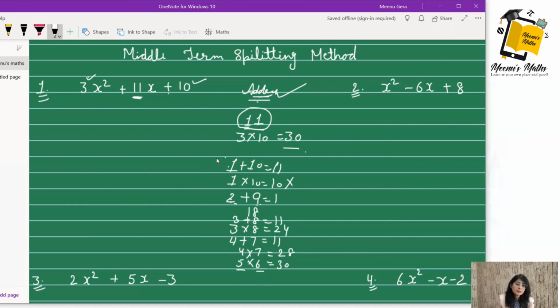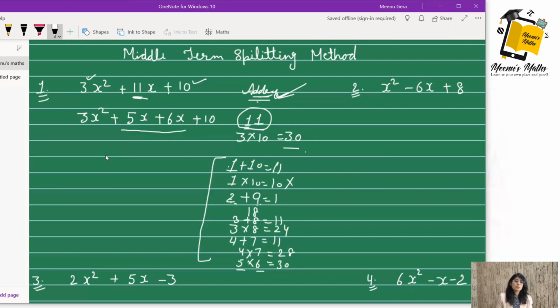I am telling you here in complete detail, but it is not compulsory to do these steps. If anyone doesn't find the numbers, then they can do it like this. But if you are getting the numbers directly, you can do it directly. That means 3x square plus, instead of 11x, 5x plus 6x. Why is this plus? Because we got addition from this sign. Then plus 10. The middle term splitting is done. The middle term has been split.